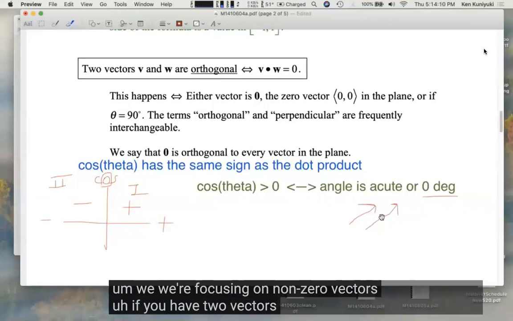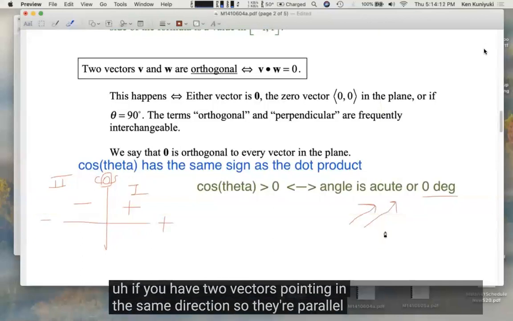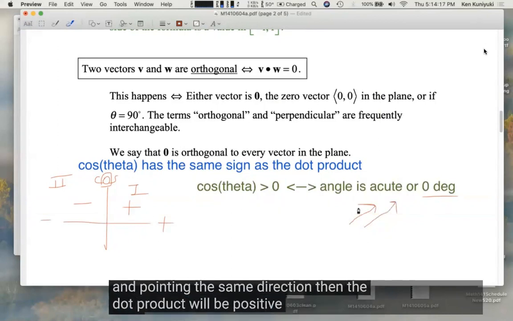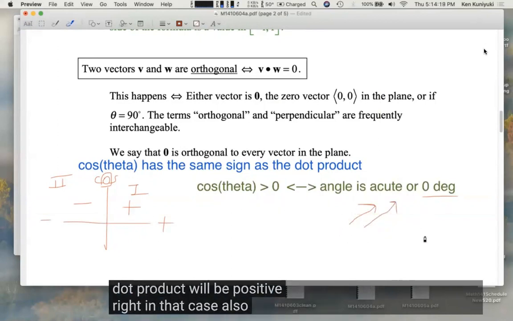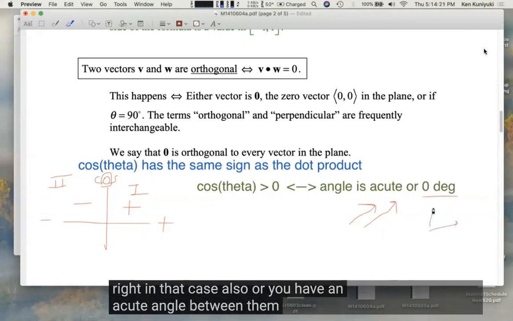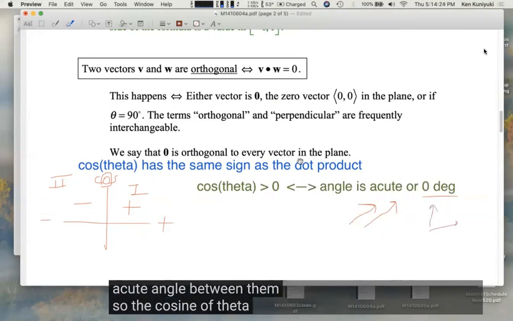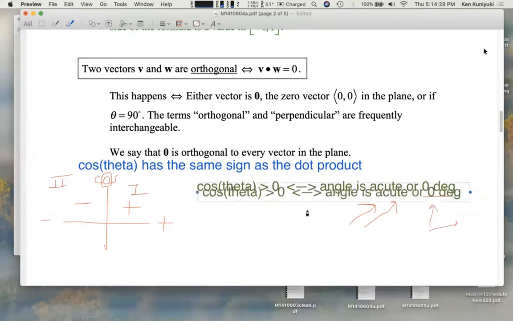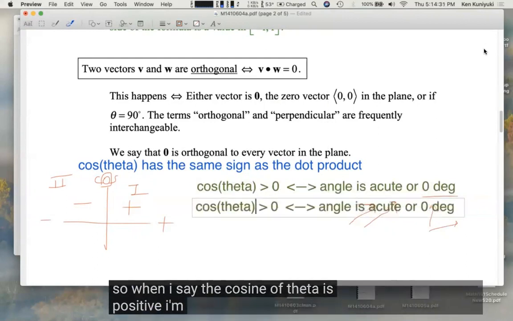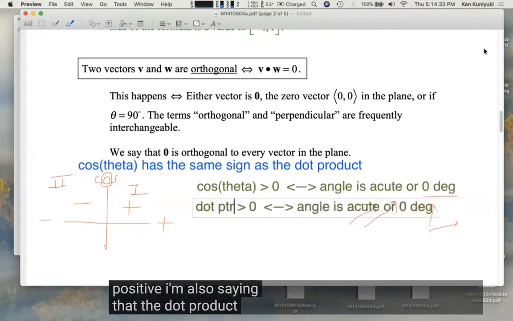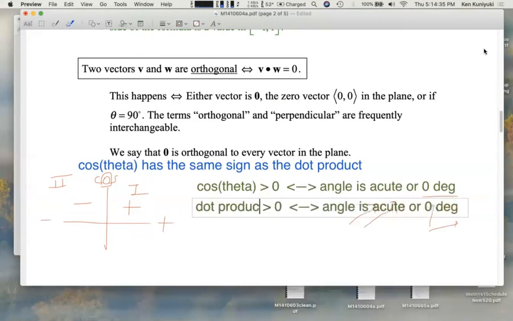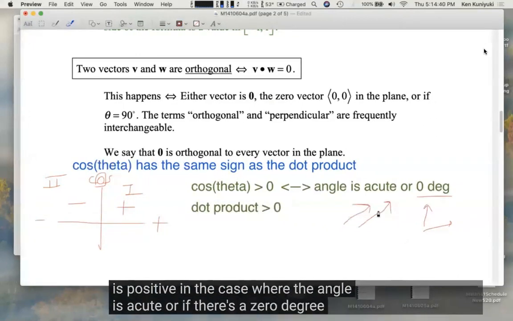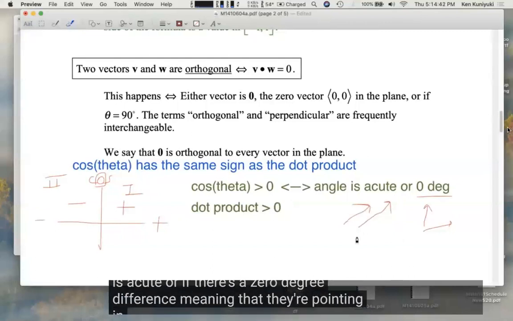If you have two vectors pointing in the same direction, so they're parallel and pointing in the same direction, then the dot product will be positive, right? In that case also. Or you have an acute angle between them. So the cosine of theta, that is the dot product, is positive. So when I say the cosine of theta is positive, I'm also saying that the dot product is positive in the case where the angle is acute or if there's a 0 degree difference, meaning that they're pointing in the same direction.